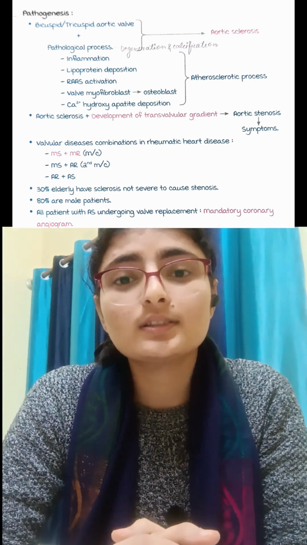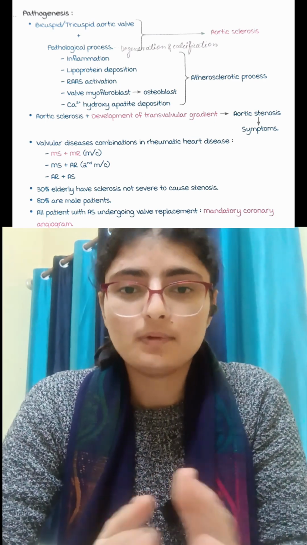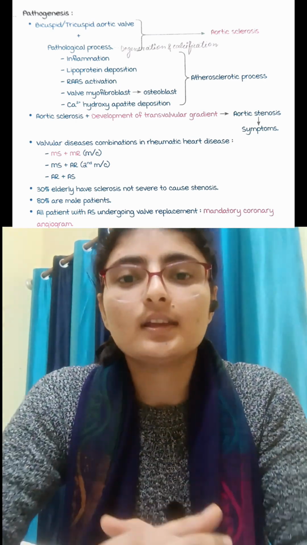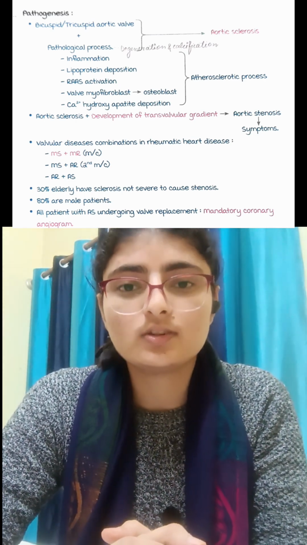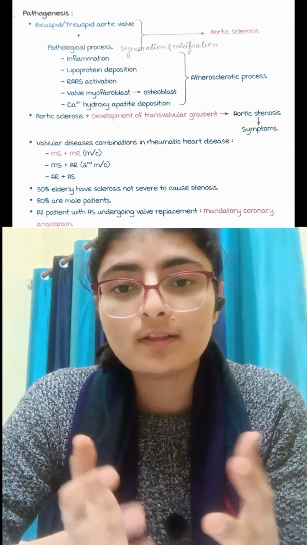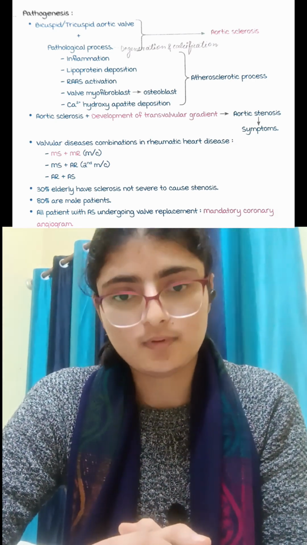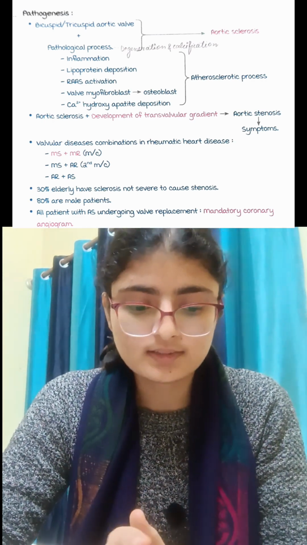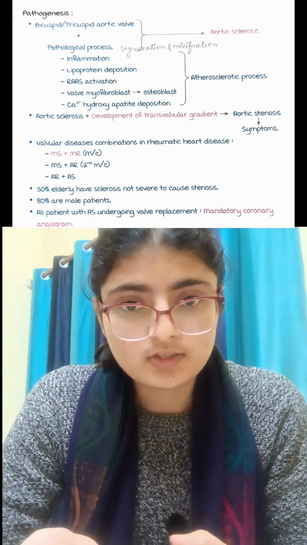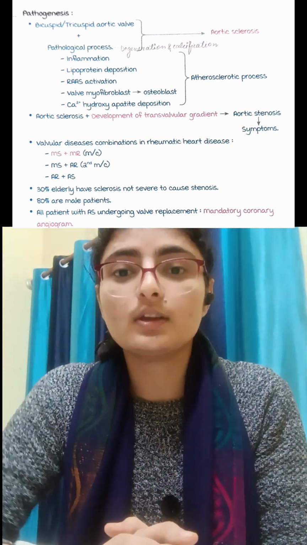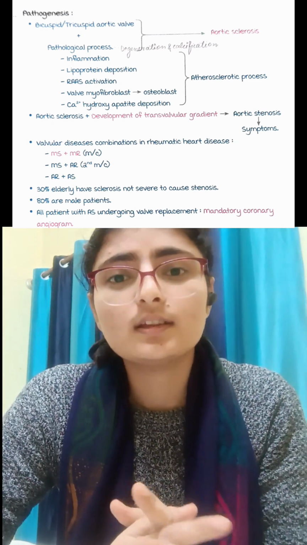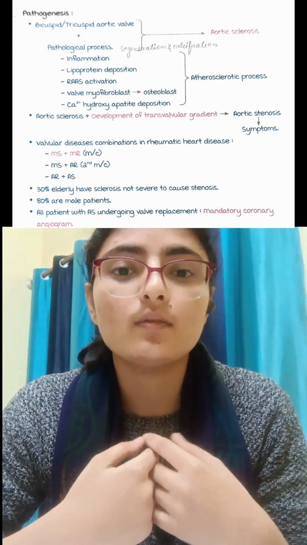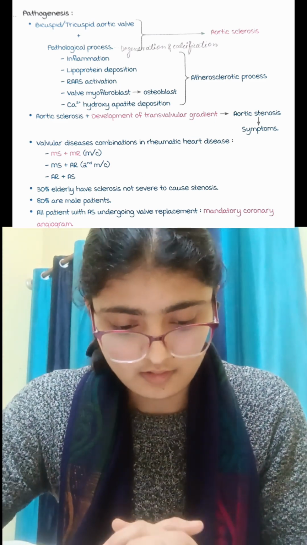There is a process known as aortic sclerosis, which happens due to some pathological changes, but it doesn't lead to development of a gradient. For example, in a bicuspid or a tricuspid aortic valve, due to pathological processes like lipoprotein deposition, activation of the RAS system, conversion of myofibroblast into osteoblast, and calcium hydroxyapatite deposition, the process known as aortic sclerosis happens. But it doesn't lead to aortic stenosis. Aortic stenosis develops when there is a transvalvular gradient and then symptoms occur.